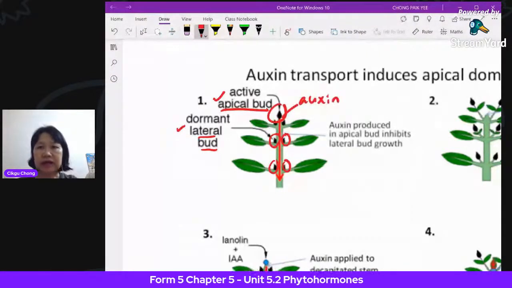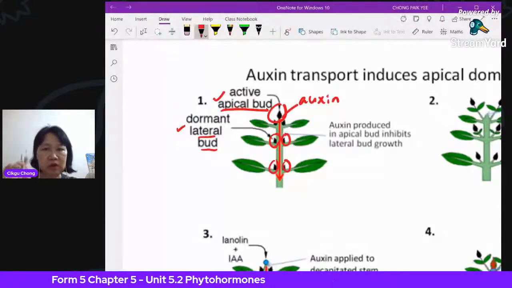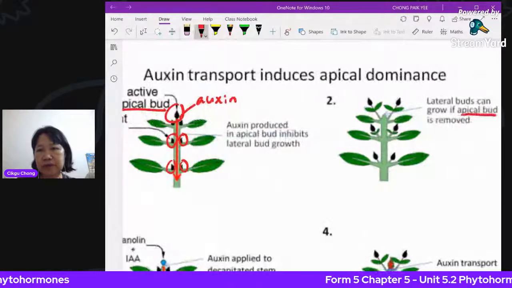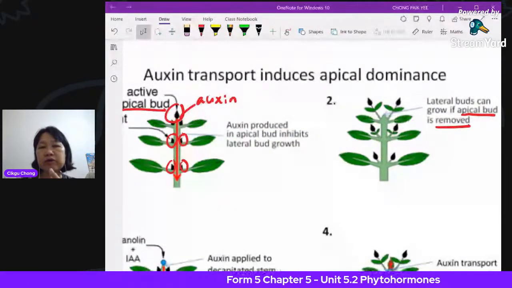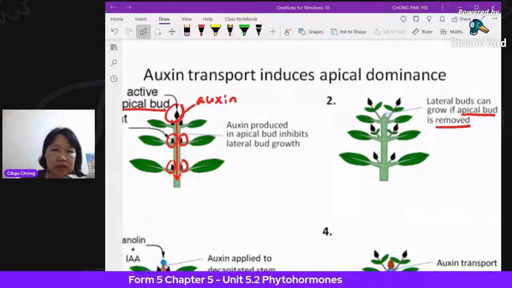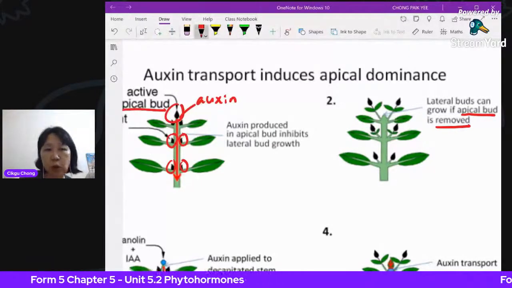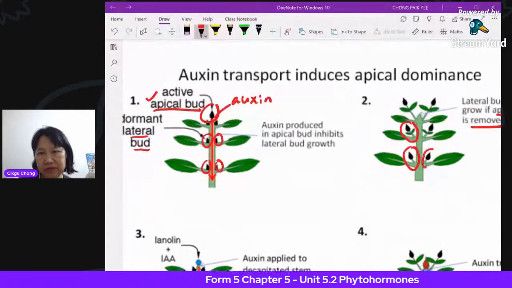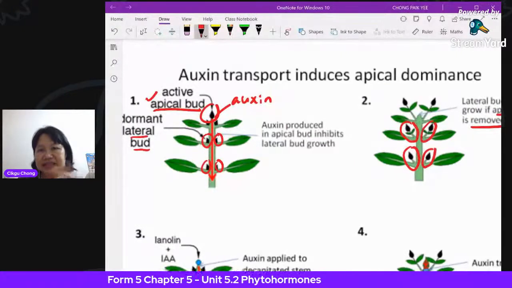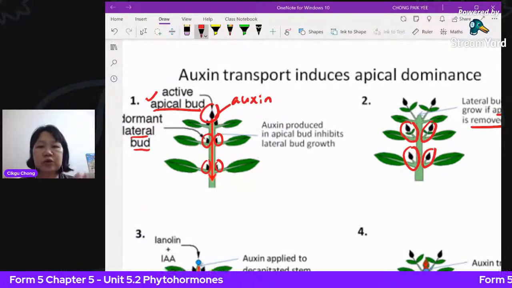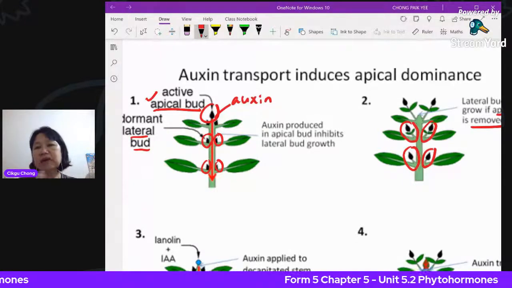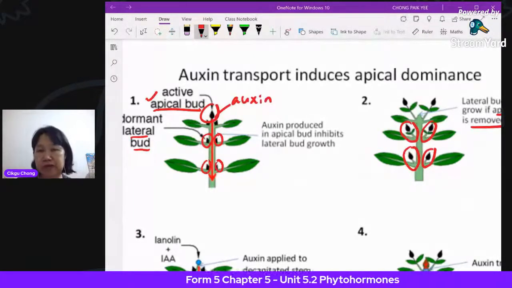Now, see what happens when they cut the top off. If we remove the apical bud, you see what happens? When we remove the apical bud, you will see that the lateral bud will grow. You see here? They will start to grow. The sides will grow more. So you're going to have new leaves coming out. It's going to be very bushy. Your leaves will come out because you have already removed the apical bud.